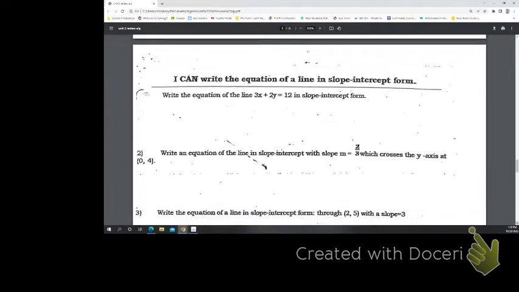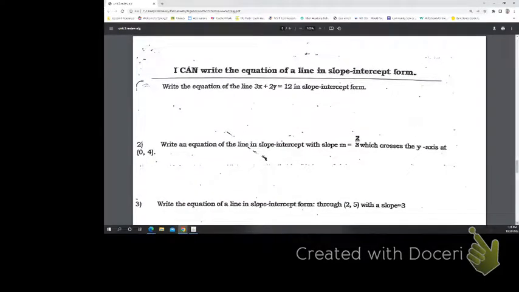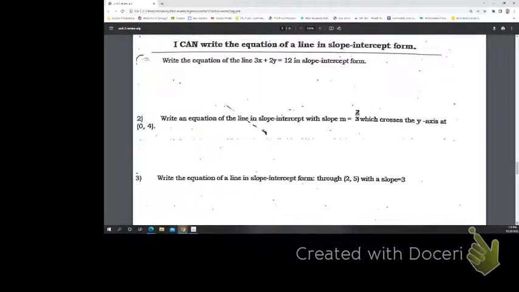And then notice the top of this. By the way, the actual test doesn't look nearly as terrible; this is a copy, so it's all spotted. But anyway, the top line says I can write the equation of a line in slope-intercept form. So everything under this heading, your final answer needs to be in this format, and there will be a number here and a number there.